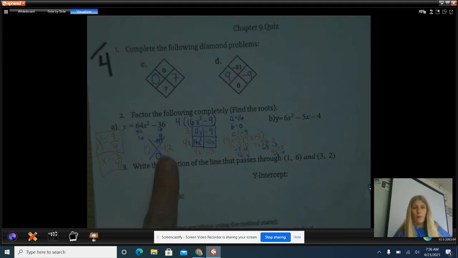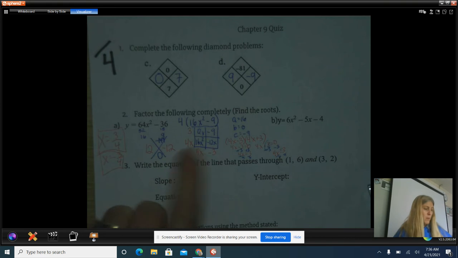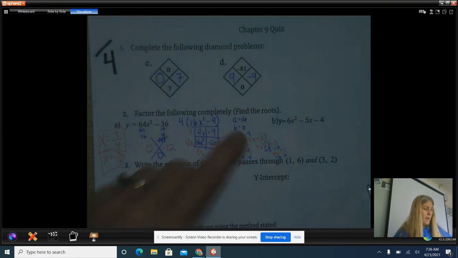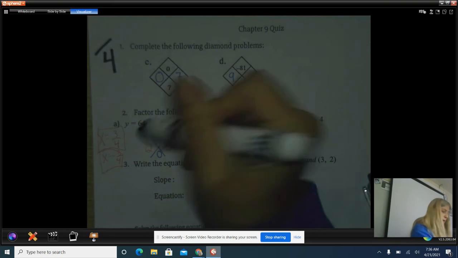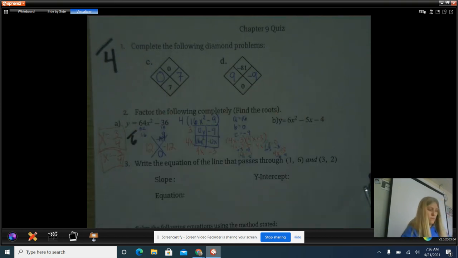So 1 point for the diamond, 1 point for the generic rectangle, 1 point for product form, 1 point for each root, so that's points 4 and 5, and 1 point for showing any work. So A is going to be worth 6.